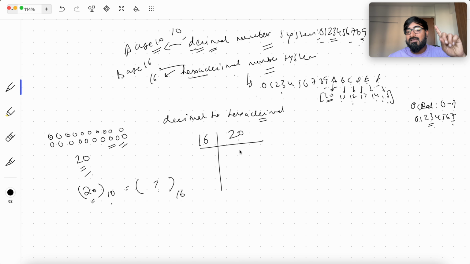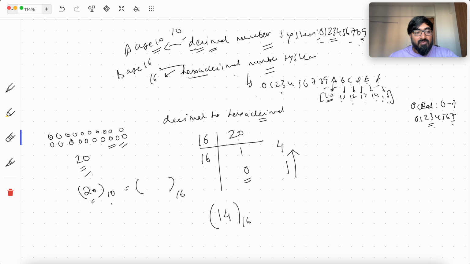What do I mean by this? 16 1s are 16, remainder is 4. 16 0s are 0, remainder is 1. We reach 0, we stop the division. We append remainders from bottom to top. So 1 4 in base 16 is 20 in base 10. So this is going to be 1 4 in base 16.